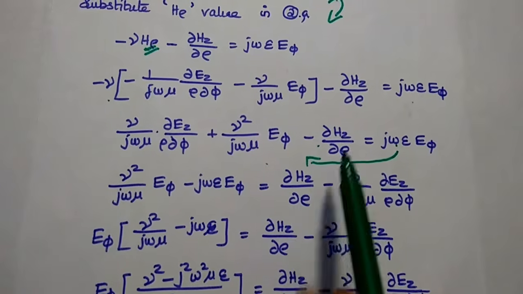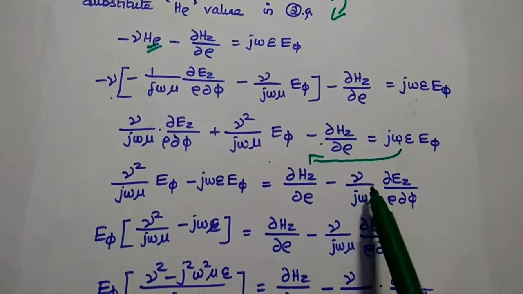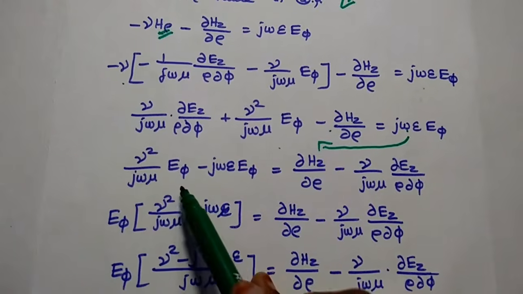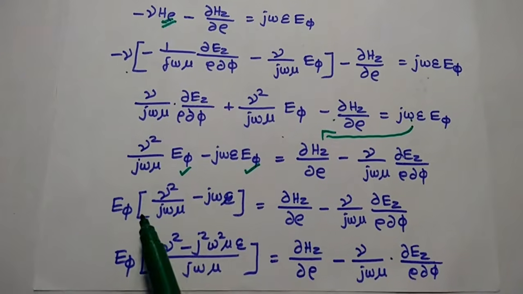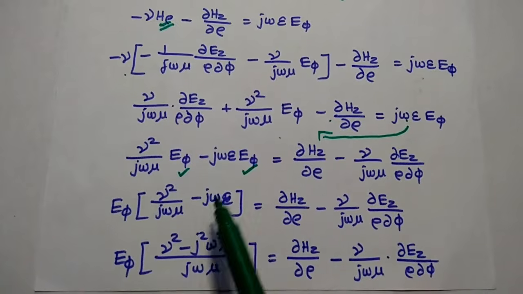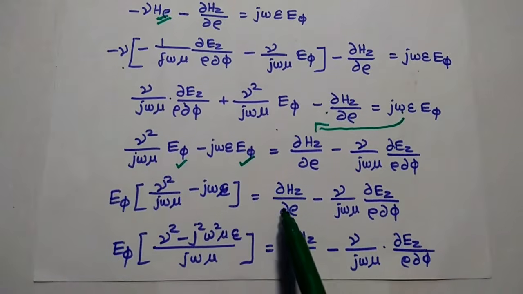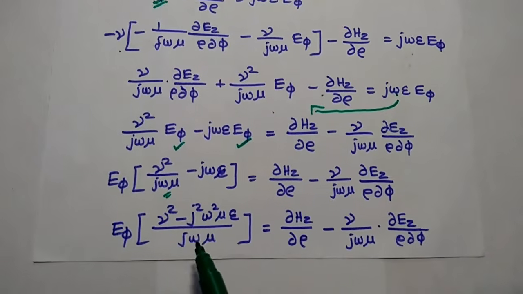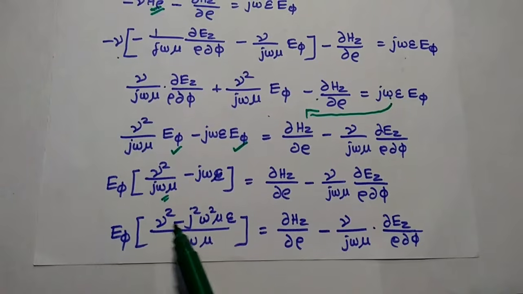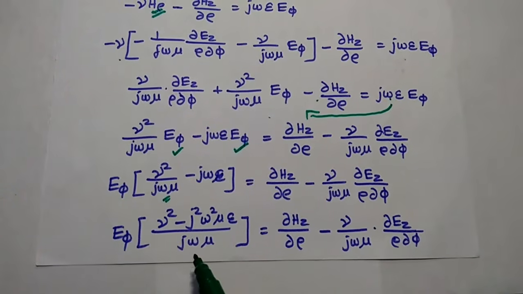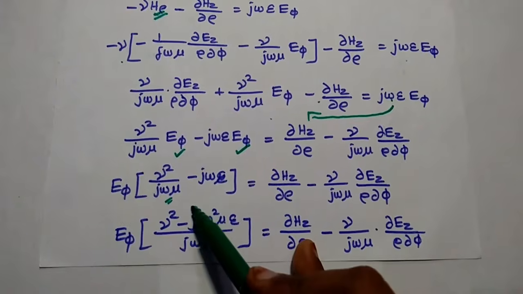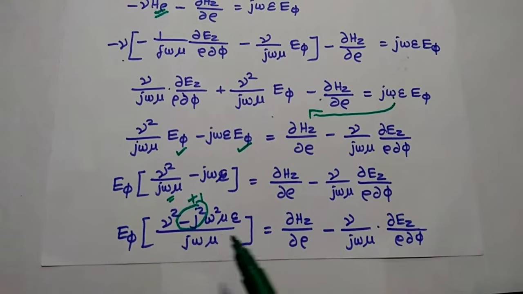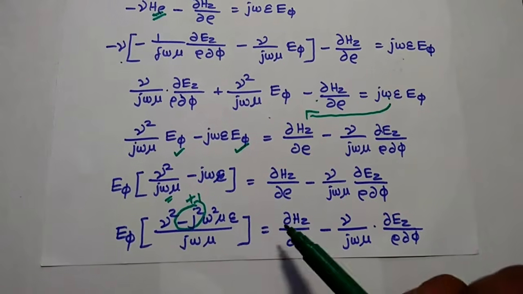You can write dou Hz by dou rho, this term, as minus gamma by j omega mu dou Ez by rho dou phi. Here we can take this E phi as a common term. So E phi into gamma squared by j omega mu minus j omega epsilon is equal to this value. Here we can take this j omega mu as a common one, that is taking LCM. Then this term becomes gamma squared minus j squared omega squared mu epsilon by j omega mu. As we all know, minus j squared is nothing but plus 1. Correct? So we get the value as gamma squared plus omega squared mu epsilon in the next step.